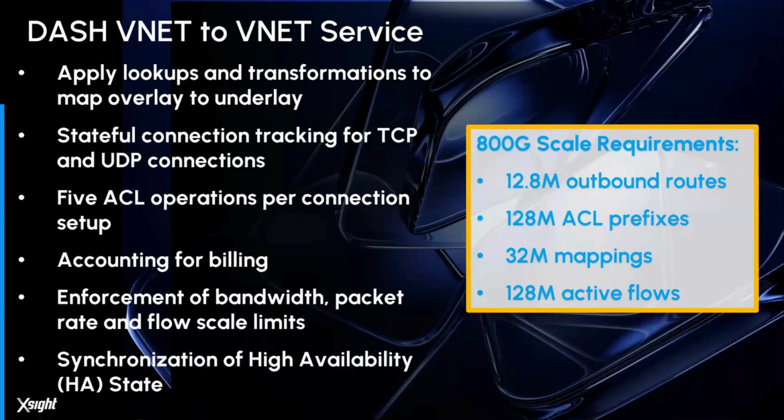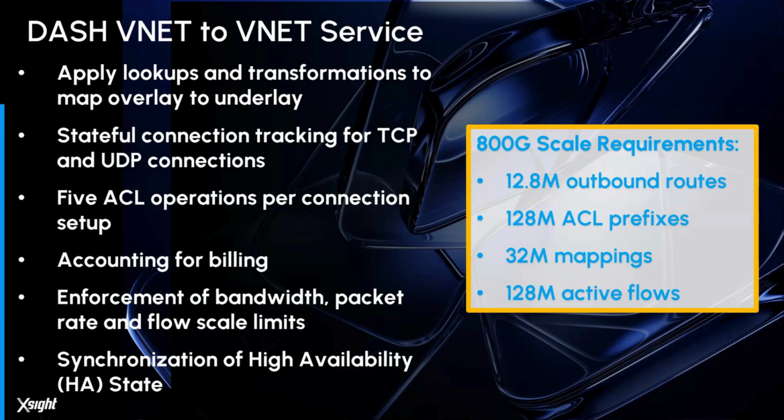So we'll take a look at one of the services of Dash. There are about 7 services defined for Dash, but the most basic service, and the one from which all of the others extend, is called the VNet to VNet service. For the VNet to VNet service, the data plane has to apply several lookups and transformations on the packets. They have to map the overlay network of the tenant to the provider's underlay network. The Dash data plane has to do stateful connection tracking for both TCP and UDP connections.